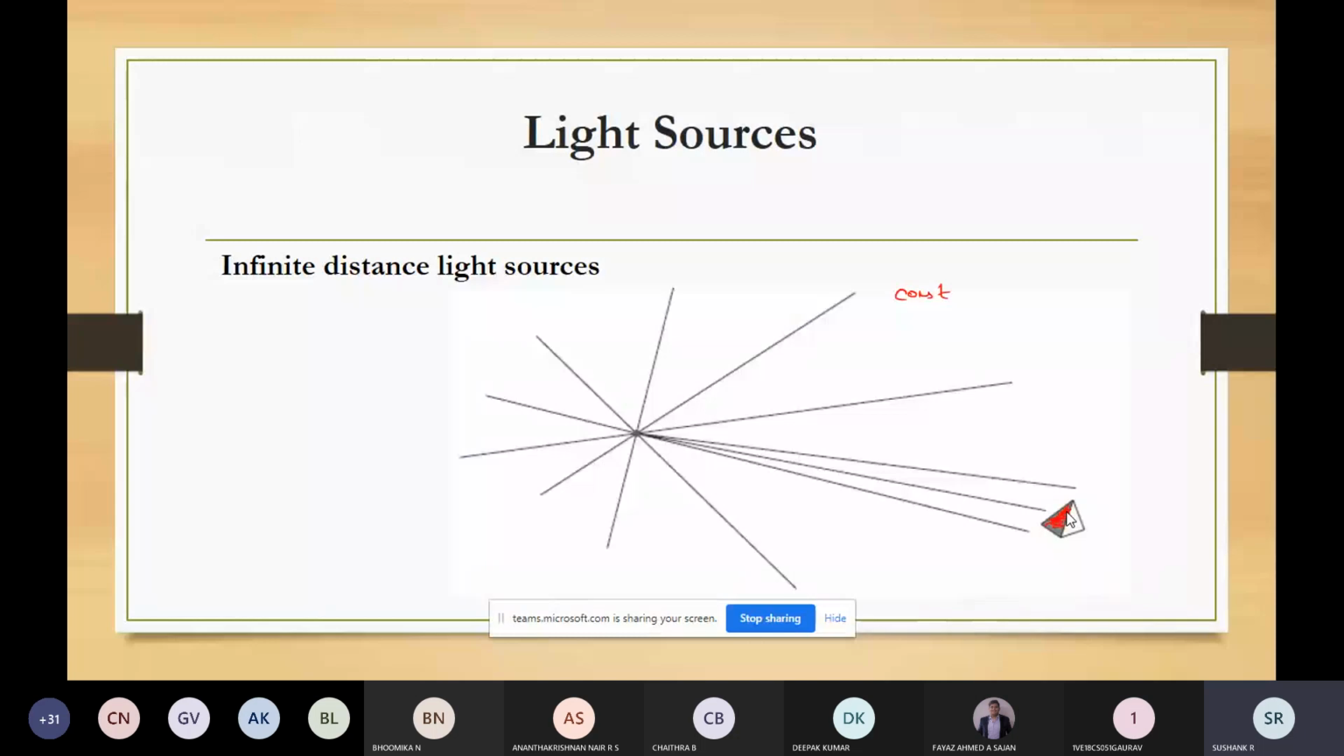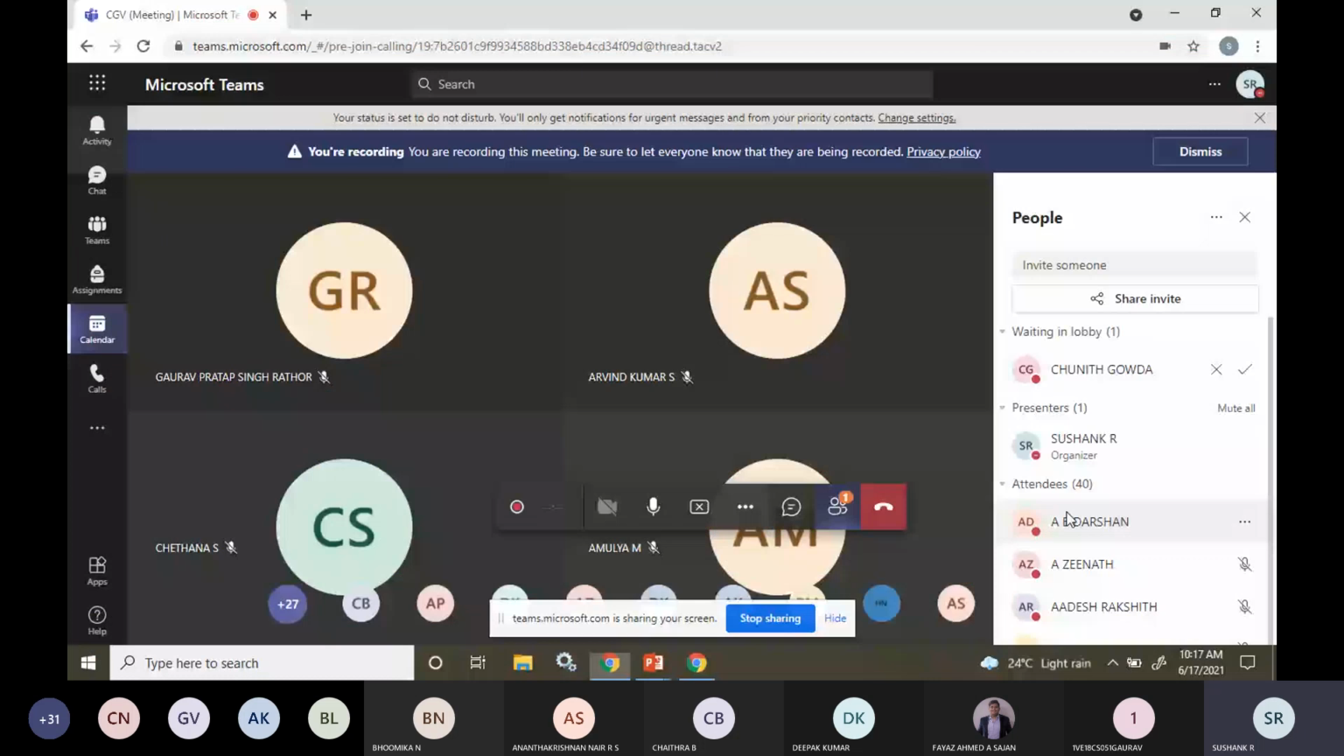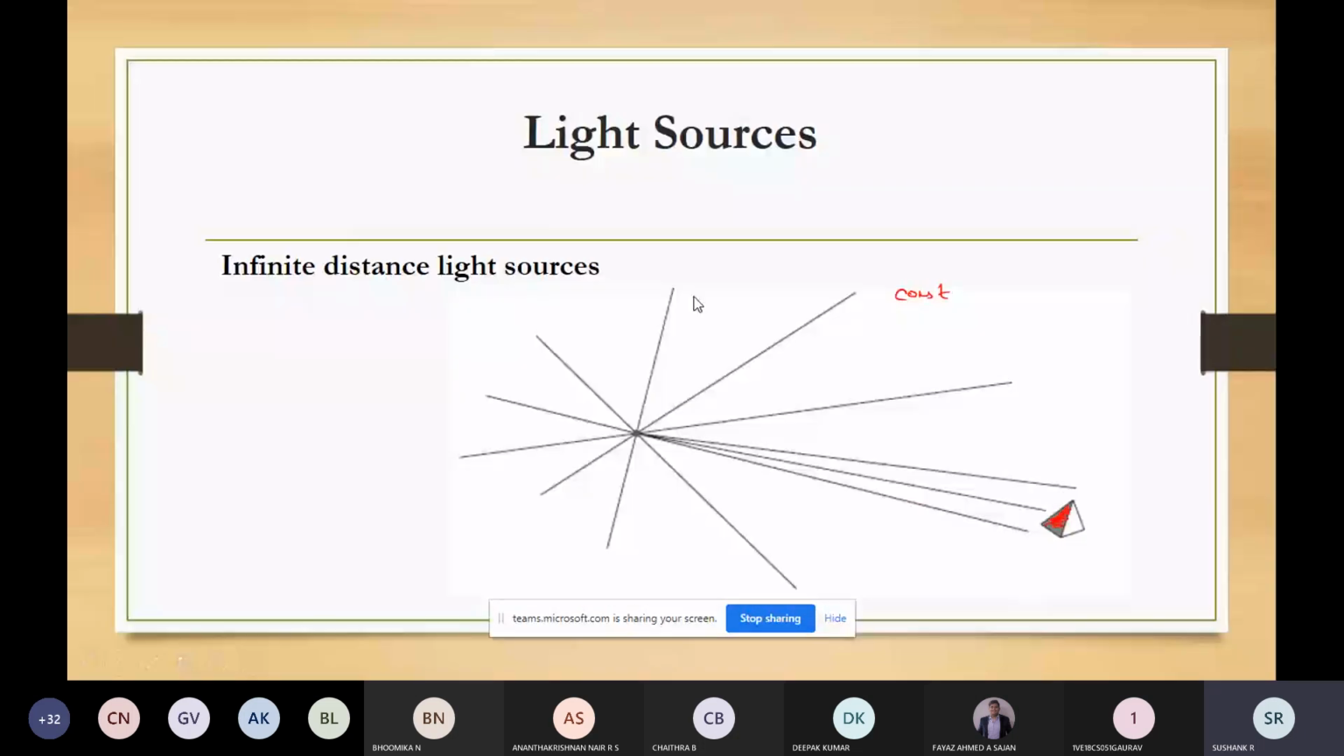And also, if you want to perform the illumination calculation, you need the light source color and the emission direction, the vector for the emission direction. So these two are needed for calculating the illumination color in infinite distance light sources. These are the points regarding infinite distance light sources.